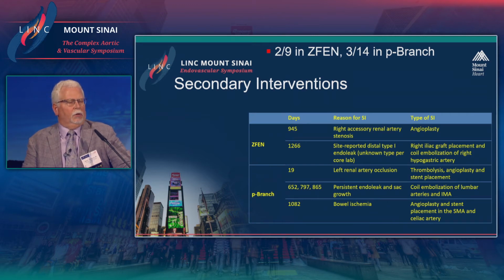This is the secondary interventions that we've discussed. Most of them were late in the Z-fin groups, and the P branch, again, was the renal artery occlusion because of crush.